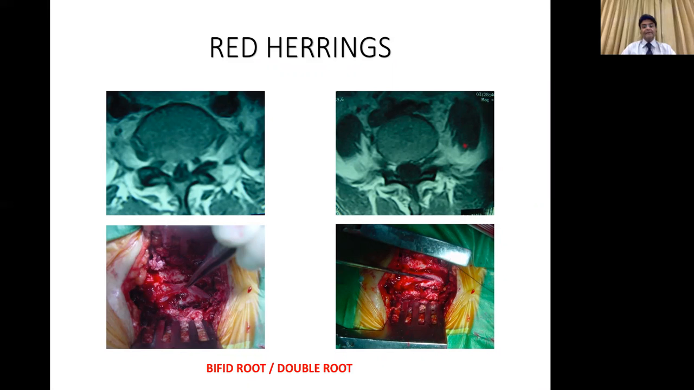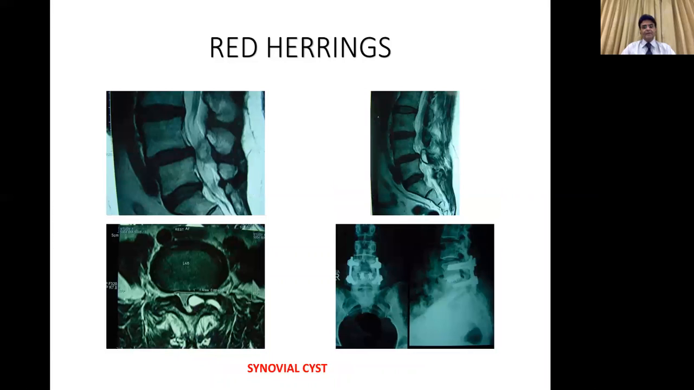But we had to be very careful of red herrings like the bifoot root, the double root, and of course, look for those synovial cysts, which may at times be adherent and may mimic disc herniations and add to the nerve root compression, usually on one side, but rarely bilaterally as well.